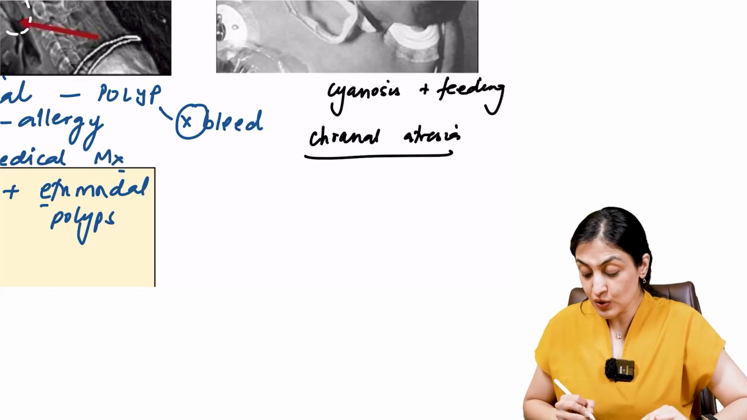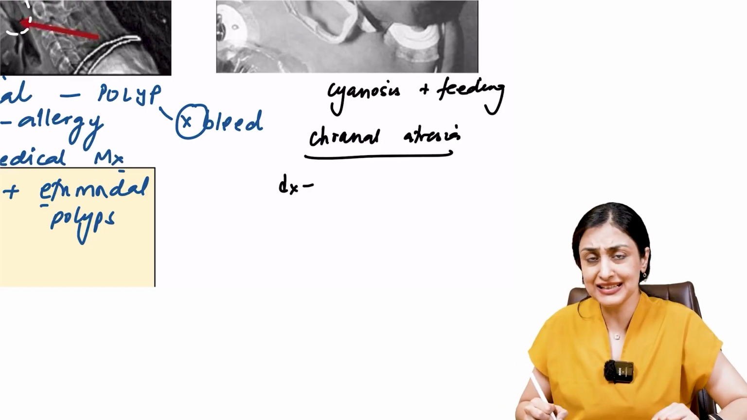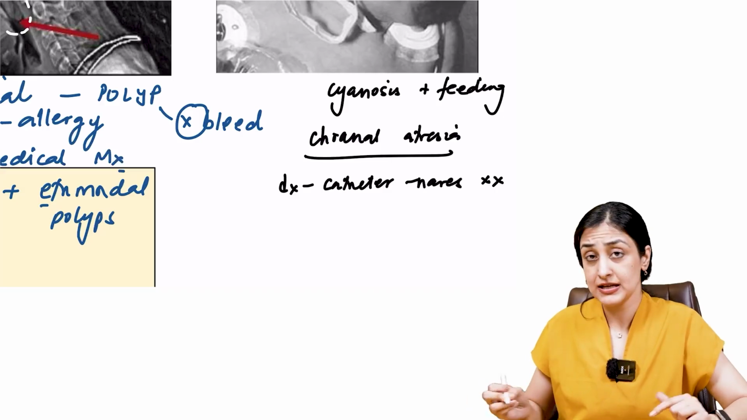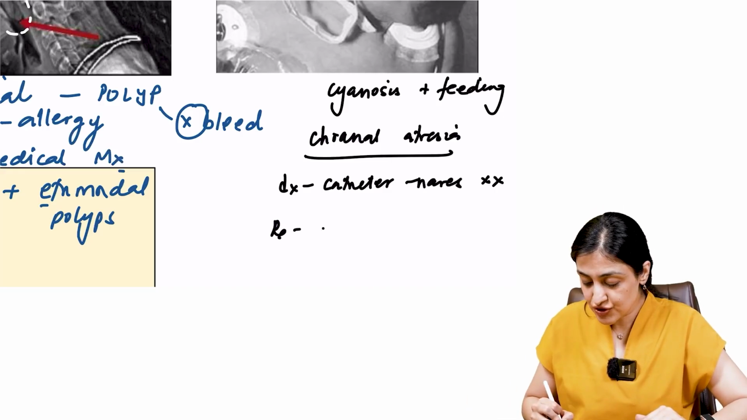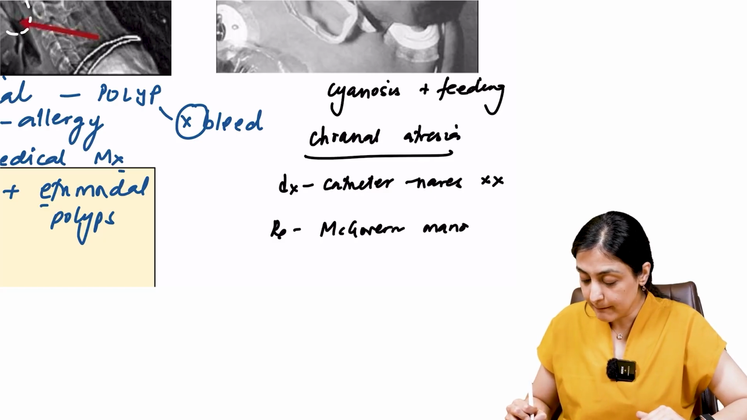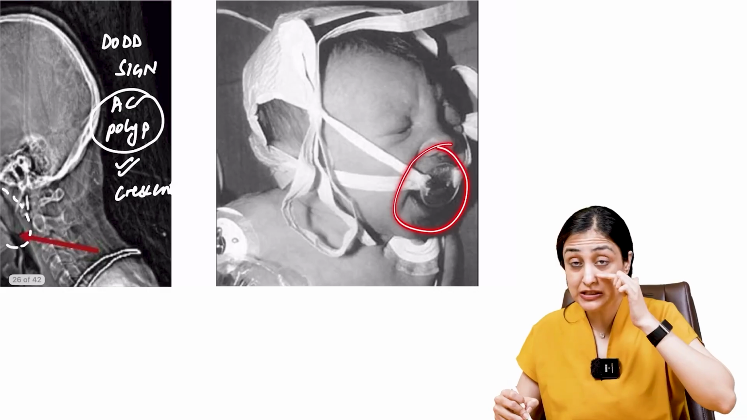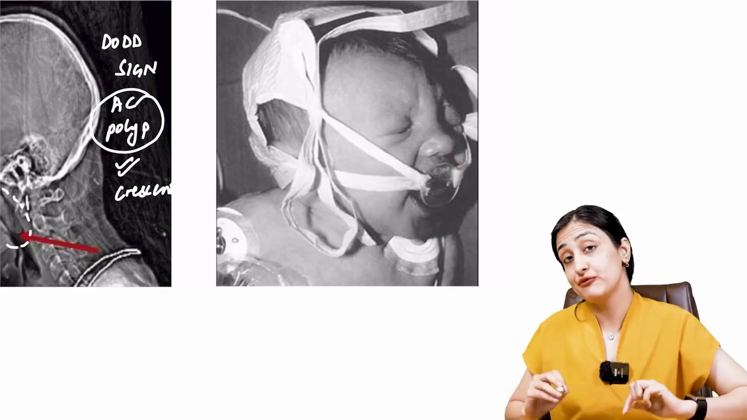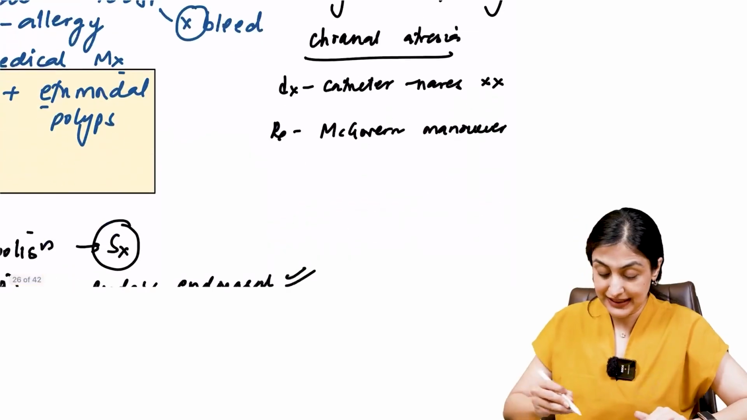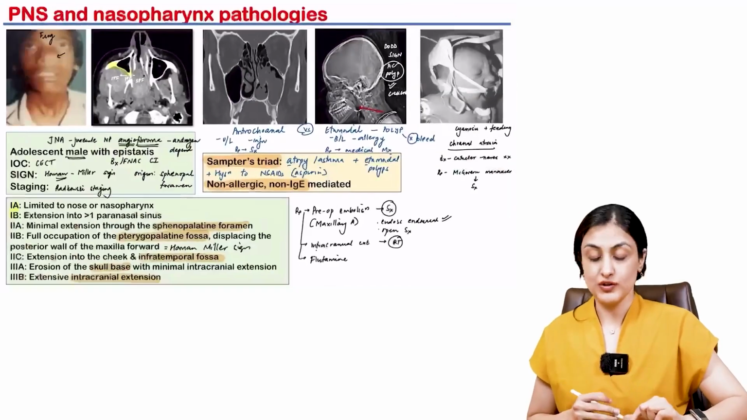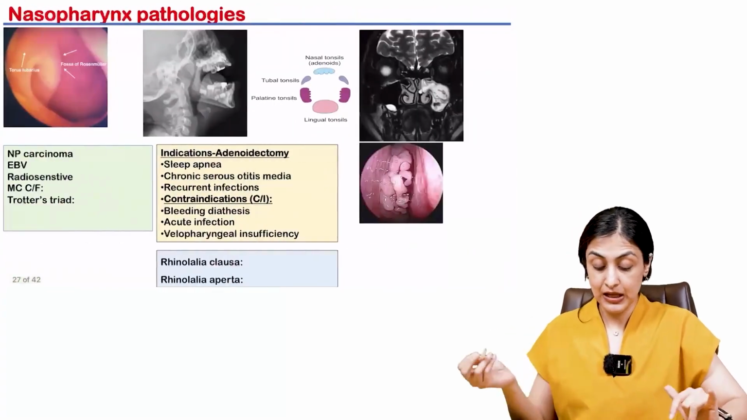Okay, so how do you diagnose this? It's a clinical diagnosis. You can just pass a catheter down the nares and it will not pass. So what do you do? An emergent treatment is what is being shown here, called McGovern's maneuver, where we give this nipple sort of a thing which enables this baby to breathe and feed at the same time, and then you have to operate this child. Okay, so this is choanal atresia.